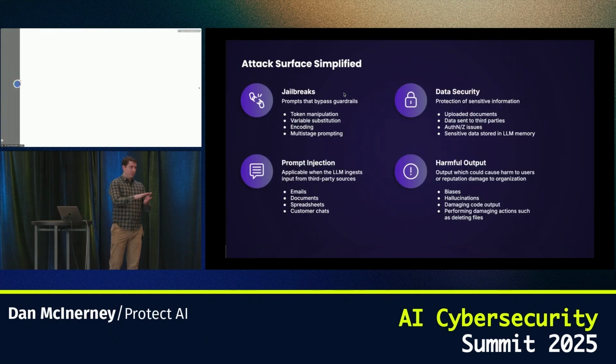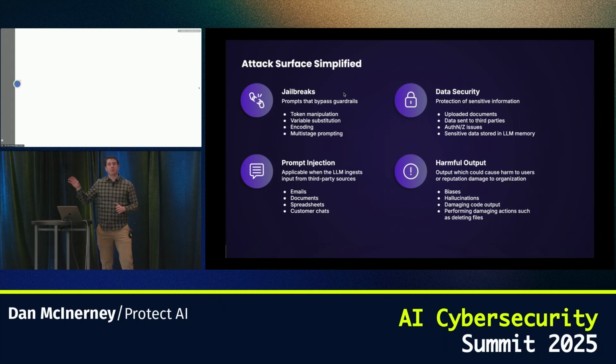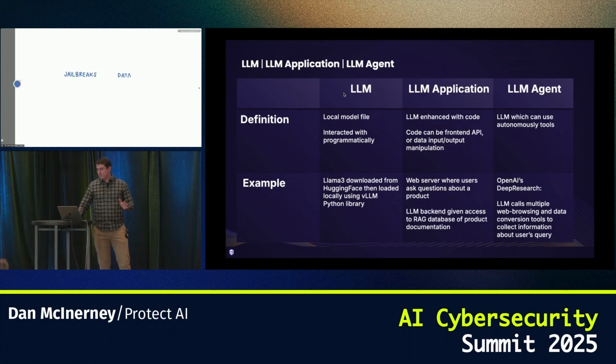Now, the simplified attack surface list is right here. You could argue that we can put harmful output and jailbreaks underneath prompt injection, because both of those are going to come from prompt injection. So the simplified attack surface could just be prompt injection and data security. It's not that crazy. When I'm going over this presentation, we're going to talk about the simplest scenario to the most complex. In each one of these scenarios, you break it down into internal application versus external application, because there are different risks involved in each.